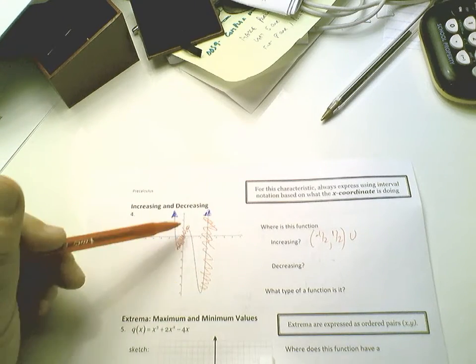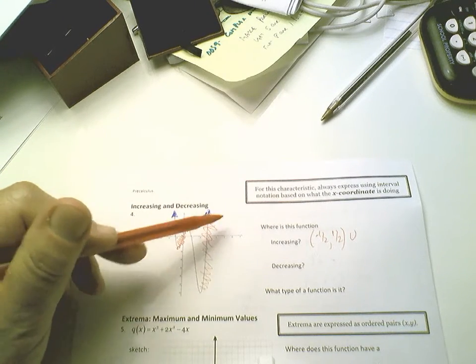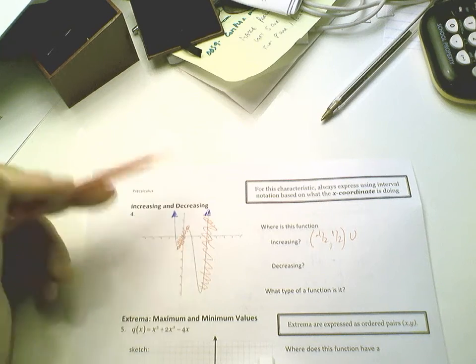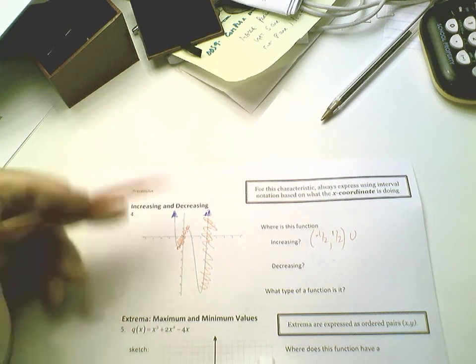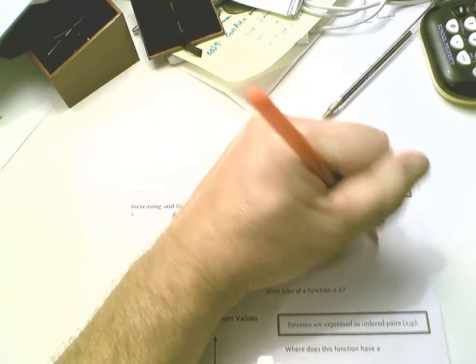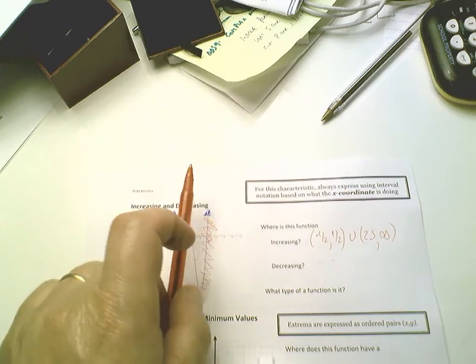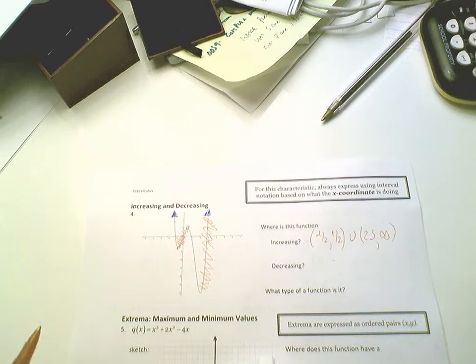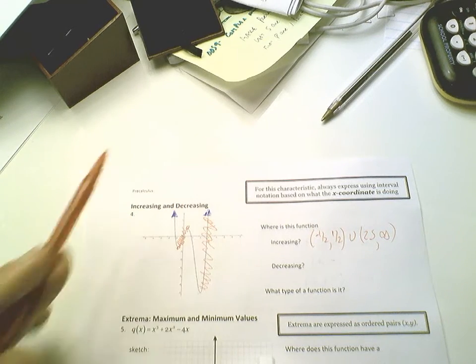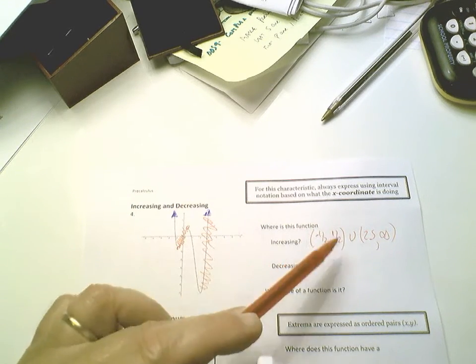And then if I look at my second interval where I'm increasing, the second red squiggly area, my x-coordinate looks like it's about 2.5, and it's going to run all the way to infinity. Notice we have arrows here. This function is going up and out to the right. It's very, very steep, but it is moving to the right. So I have two intervals where the function is increasing.